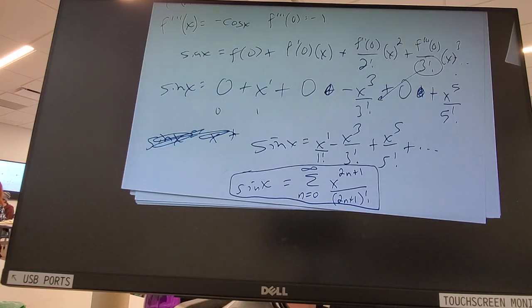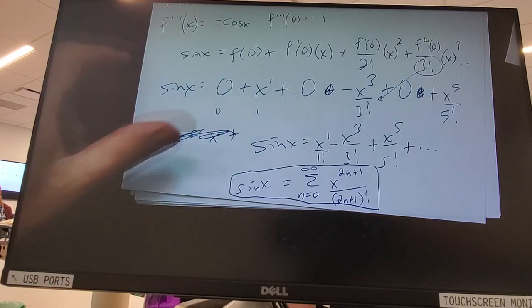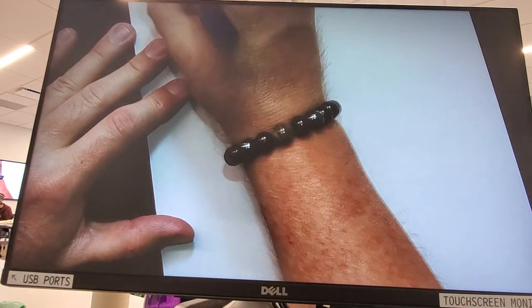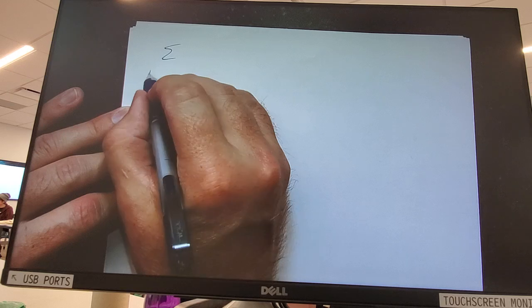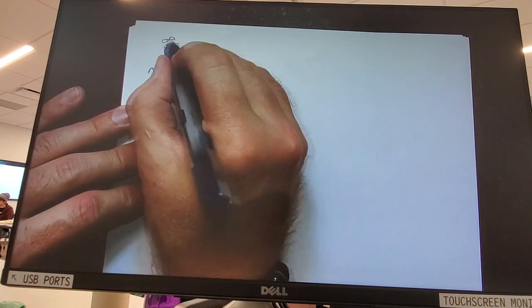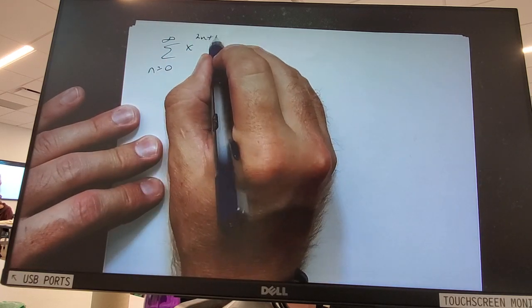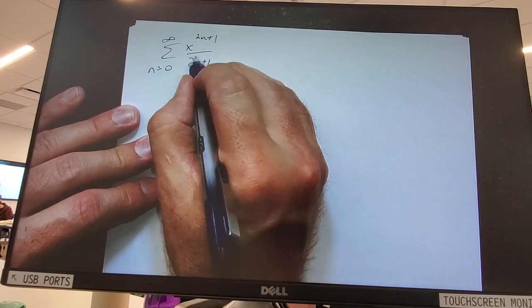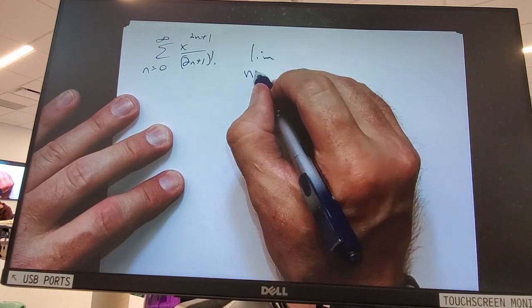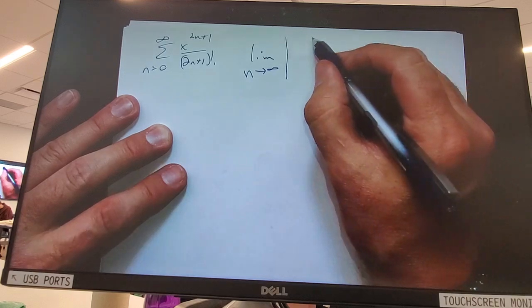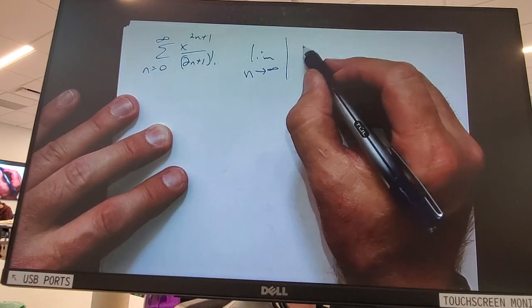What's the process I go through? Yeah, ratio test. Okay. So I got this here. Then I want to set up my ratio test. How do I do it? What do I put here?